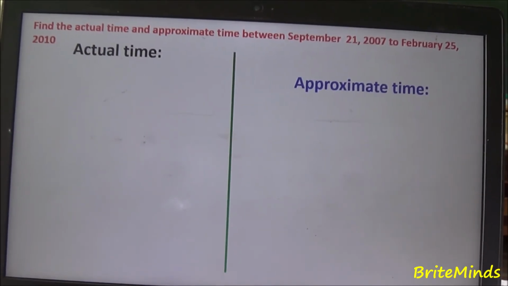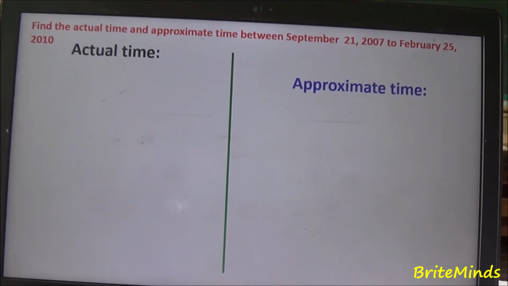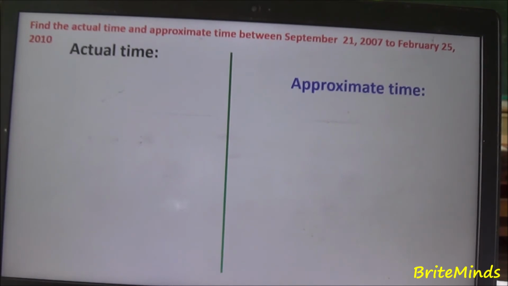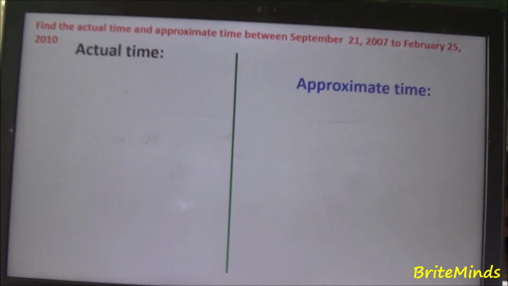Let us answer this last problem. Find the actual time and approximate time between September 21, 2007 to February 25, 2010. And as usual, we determine first the actual time. The origin date is September 21, 2007, and the maturity date is February 25, 2010. So we write down first the origin date, or the prior date, which is September 21, 2007.